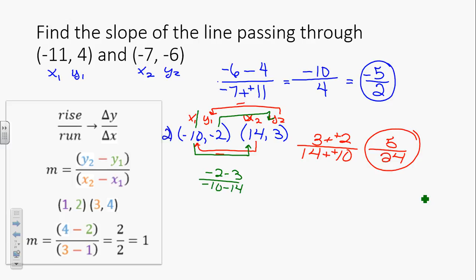Negative 2 minus 3 gets me a negative 5. Negative 10 minus 14 gets me a negative 24. But negative over negative is still positive. So I still get the same answer both ways. Okay? It depends on which way you go, as long as you're consistent. If you start with 1, you have to go back to that same ordered pair for the x value. Okay? All right, next example.